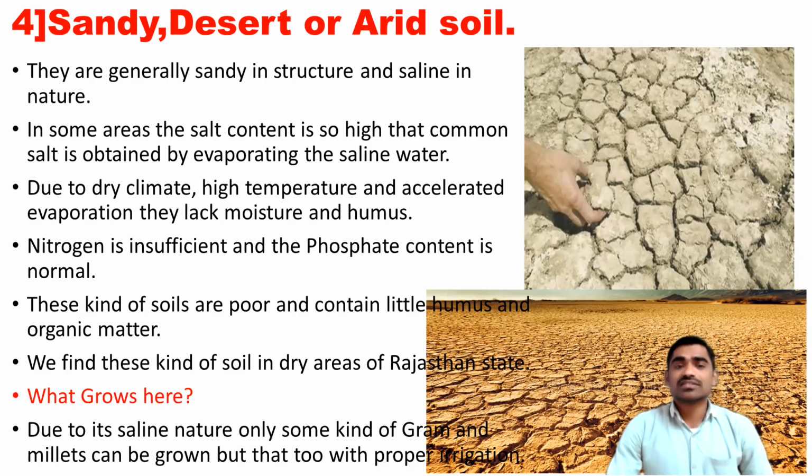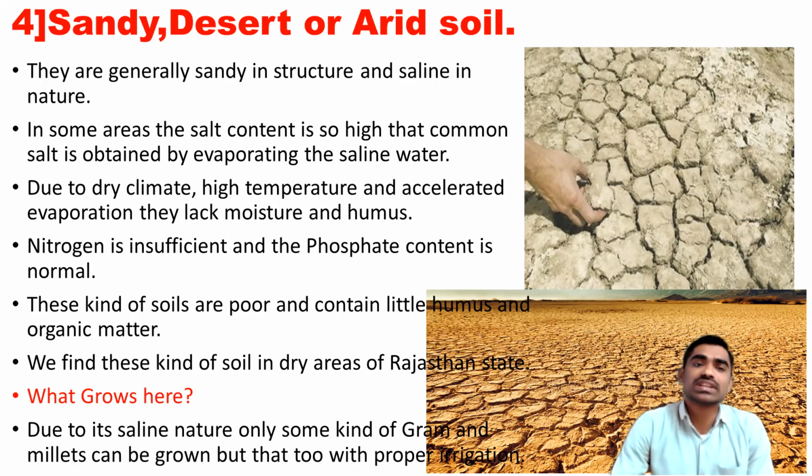Due to evaporation, or due to less water, the soil here has a little salt content in it. It is salty in nature, or you can say it is saline in nature. So this type of soil is considered a poor type of soil. This soil is called the sandy desert or arid type of soil.